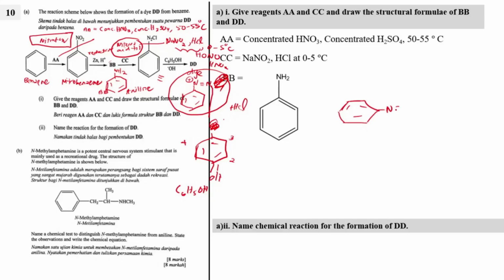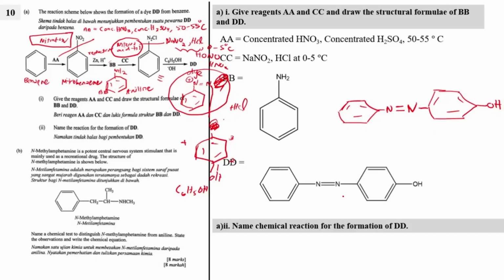So you're going to get N double bond N. Sorry, here is double bond. And then this is going to attach at this para position of the phenol. Going to be looking something like this. And then it's going to be OH here. Okay, so what you're going to get is a dye by using a coupling reaction. So we're going to draw the structure to be like this. And for A2, give the name of the reaction. So the name of the reaction in order to produce a dye is a coupling reaction. We need to couple the N2Cl with the phenol. Okay.